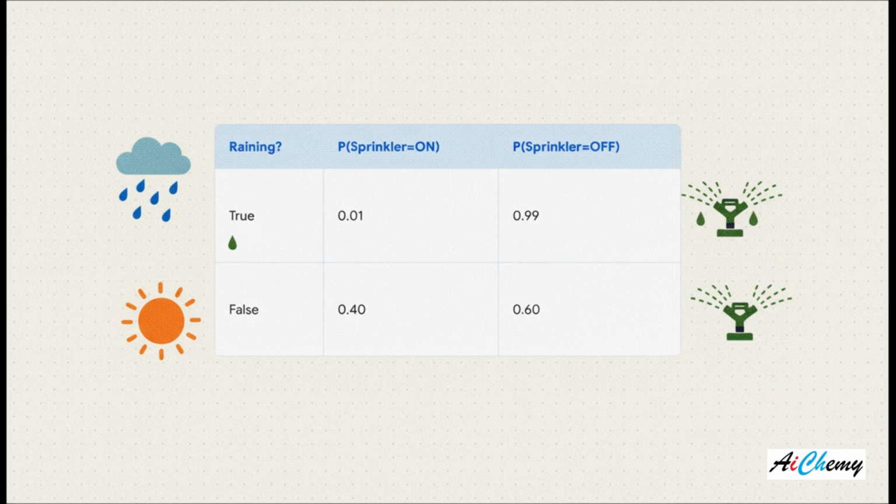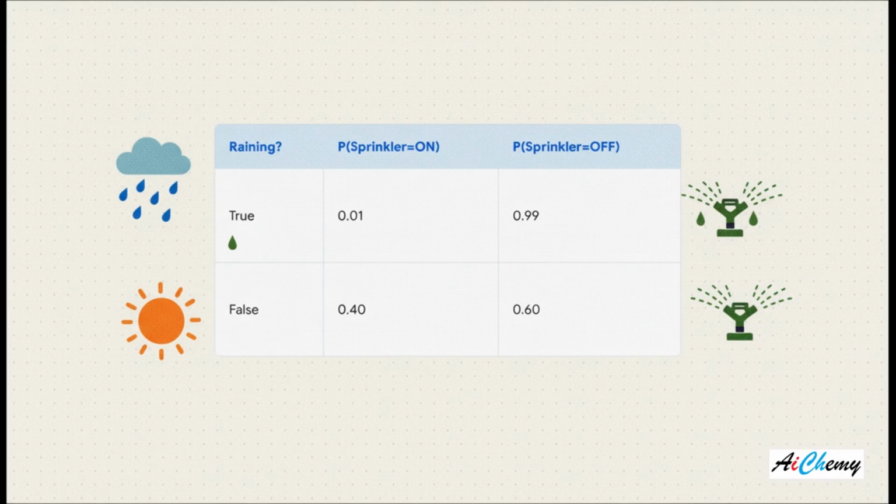Okay, let's look at a real example. This is the CPT for our sprinkler. It's actually super simple to read. Look, if "is it raining" is true, what's the chance the sprinkler's on? Well, pretty low, right? Just 1%. That totally makes sense. But if it's not raining, the chance the sprinkler is on jumps way up to 40%. See? This little table perfectly captures our common sense logic using just a few numbers.